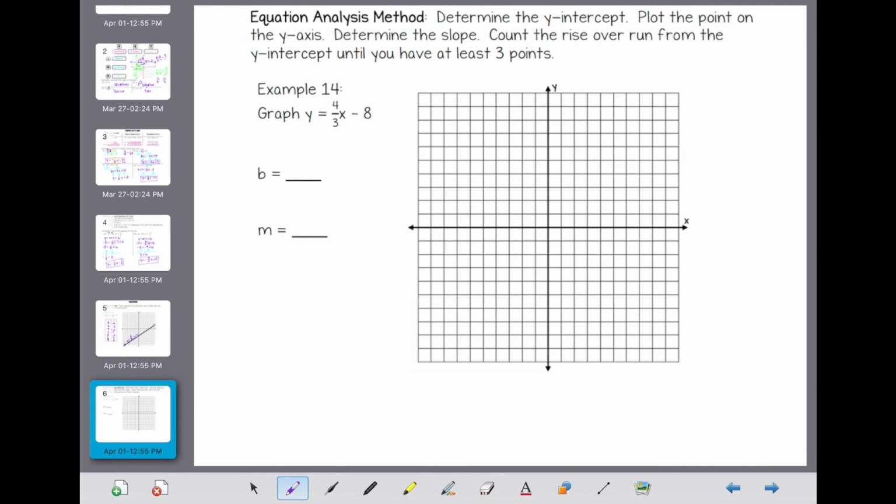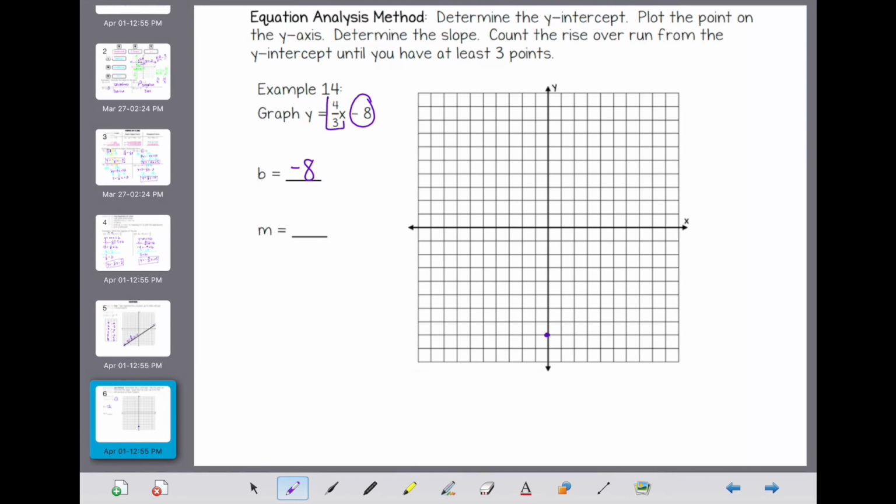The second method is my favorite because it's honestly a lot faster. And for this method, we just analyze the equation. Determine the y-intercept, plot the point on the y-axis, determine the slope, and then count the rise over run from the y-intercept until you have at least 3 points. So in my equation, my y-intercept is -8. So on my y-axis, I look for -8 and plot my point.